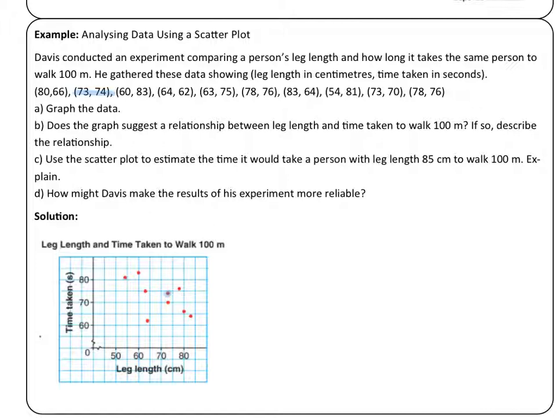For this one, the points are really spread out, but they're generally moving down. So they're kind of going in this direction, whereas if the leg length was longer, the time is shorter. So, does the graph suggest a relationship? Yes.